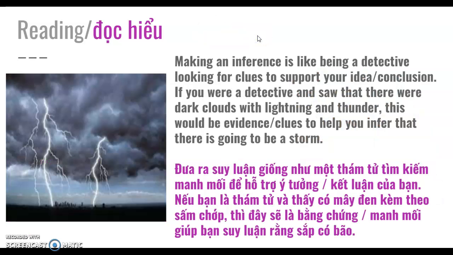Okay. As a detective, you are making an inference all the time. And making an inference is like being a detective. Detectives look for clues to support their ideas of what they think might have happened. So as a detective, if you saw that there were dark clouds with lightning and thundering, this would be evidence and clues to help you infer that there's going to be a storm, or you're right in the middle of a storm.